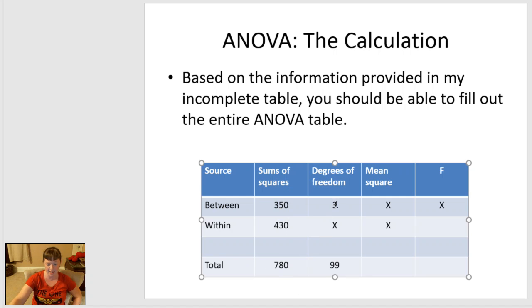And so then I can do the same thing here. Because I know that between plus within is going to be total, I know that I can just put this as 96, because 96 plus 3 is 99.